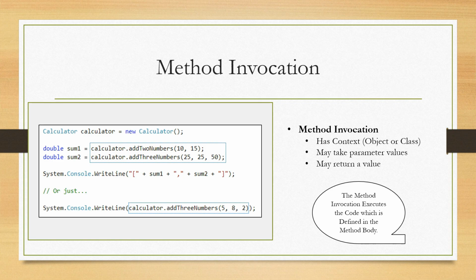The only difference between method invocation in object-oriented programming is that it has context. It's an object that's executing it, and then in the body while it's executing it, it has access to all of that information that we were talking about before. So the method invocation has context. It may take parameter values. It may return a value. All those variations we talked about.